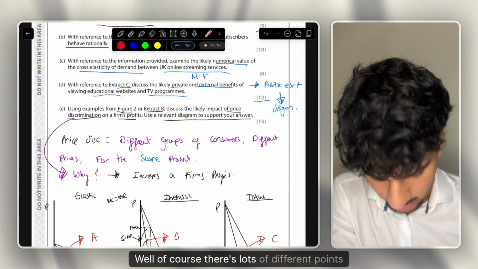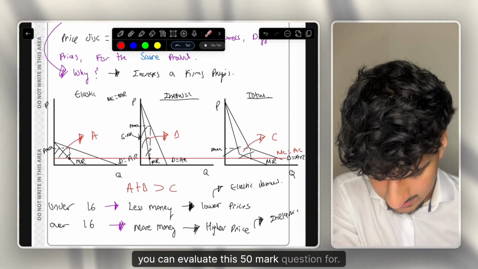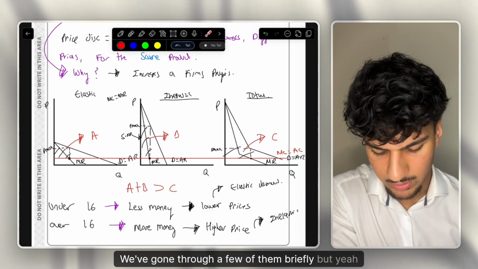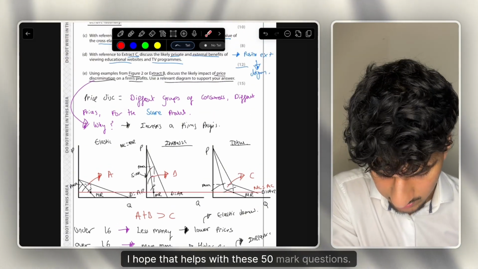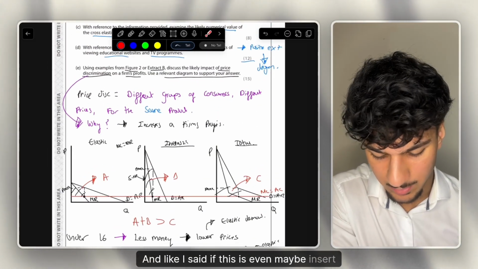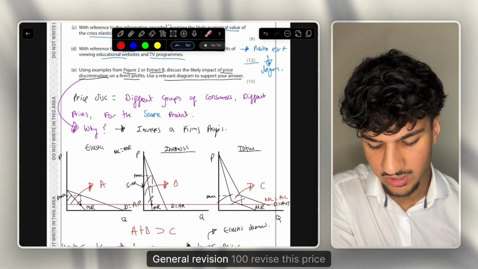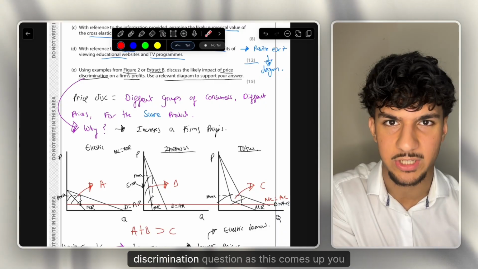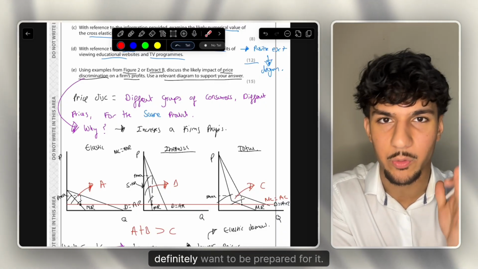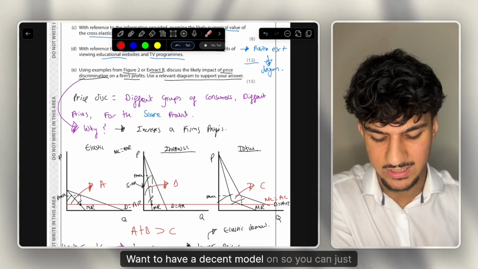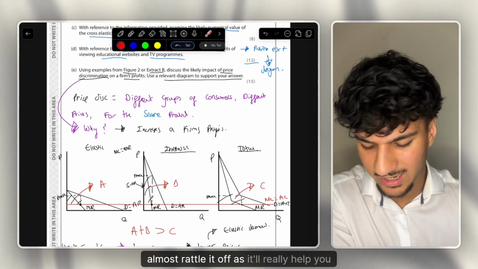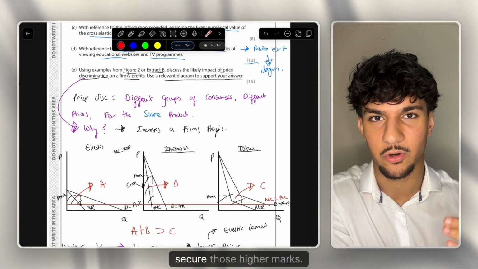But of course, there's lots of different points you can evaluate this 50-mark question for. We've gone through a few of them briefly, but yeah, I hope that helps with these 50-mark questions. And like I said, maybe even set a reminder a few days before your exam, or just as general revision, 100% revise this price discrimination question. As this comes up, you definitely want to be prepared for it. You want to have a decent model answer where you can just almost rattle it off, as it will really help you secure those higher marks.